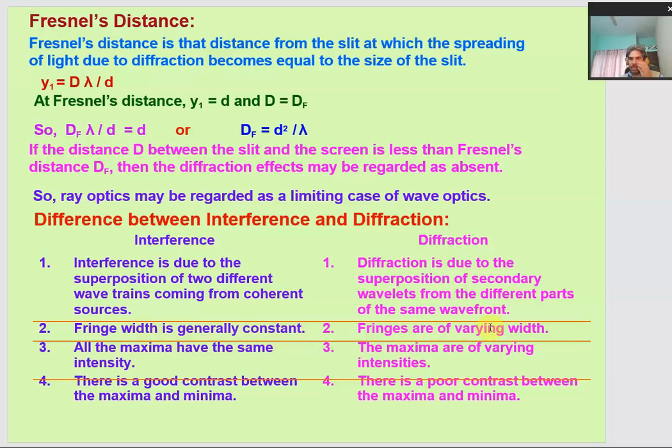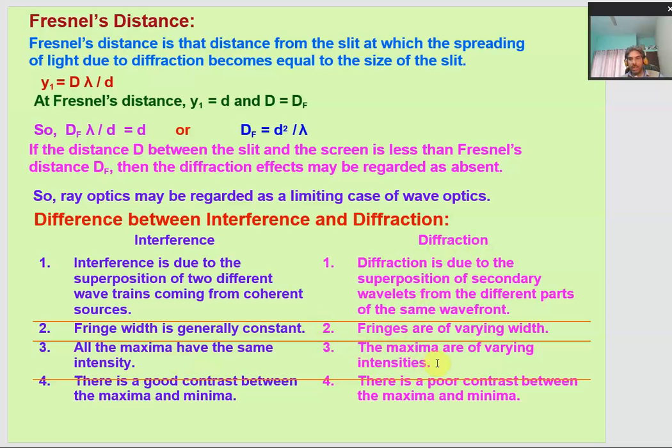The third difference is that all maxima have the same intensity. All the bright fringes are of equal brightness in the interference pattern, as we have discussed in Young's double slit experiment. Whereas in the diffraction pattern, we have just studied that the intensity of the maxima goes on decreasing.